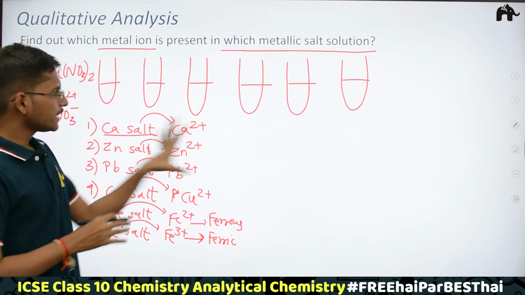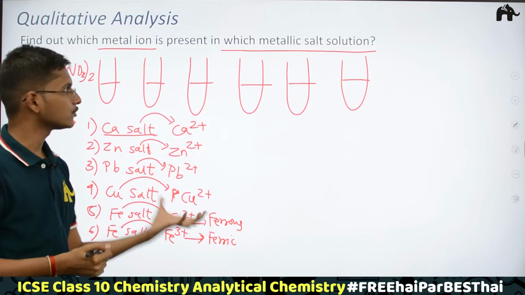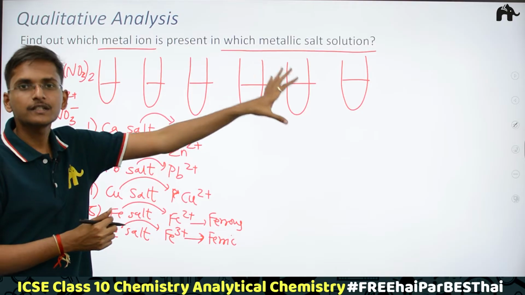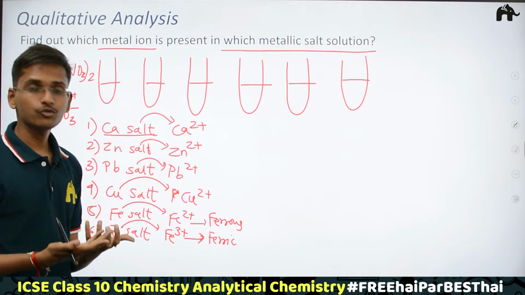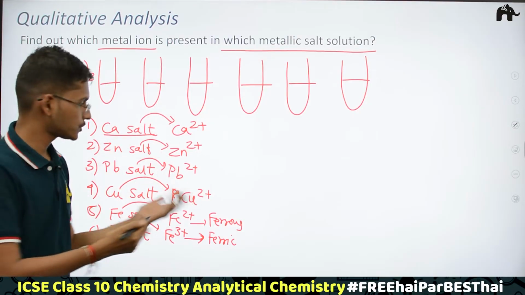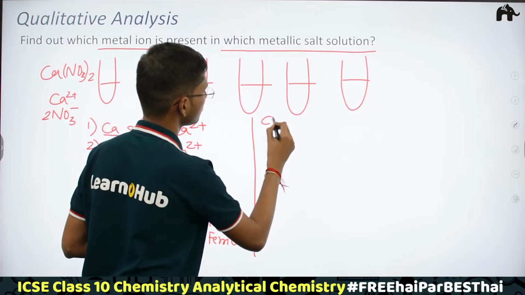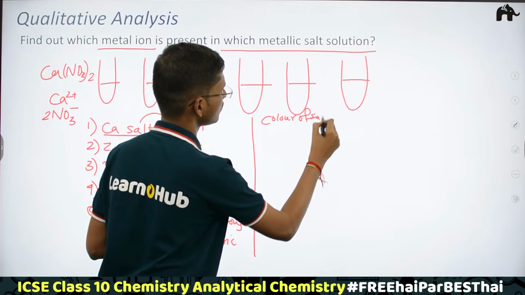Now moving ahead into the story, before starting to find the metal ion present in a particular metallic salt solution, one more thing we have to study is the colors of these salts. So I'm making a column here: color of salt.